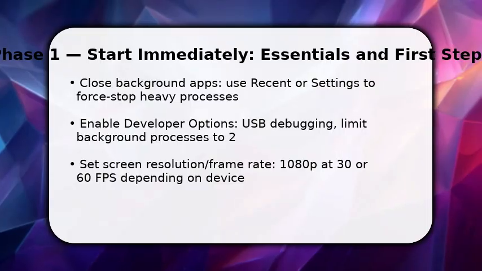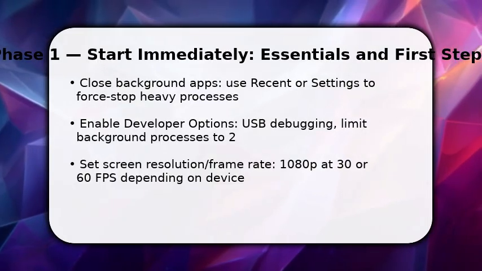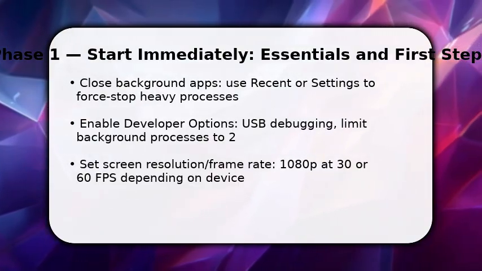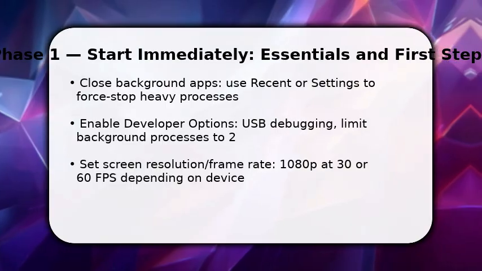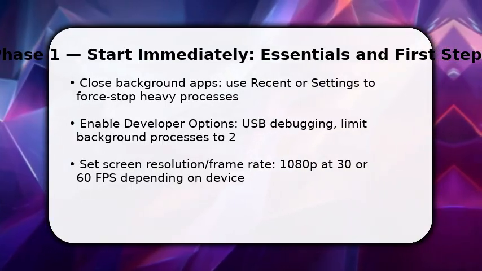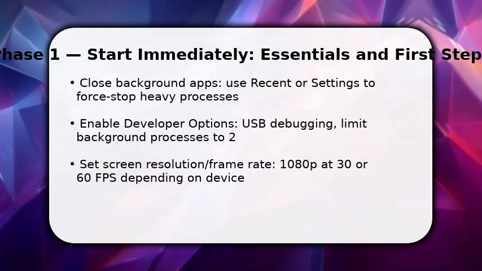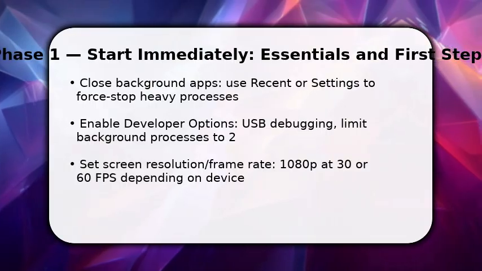You start by preparing the phone and recorder so recording won't overload the system. Close all background apps and services. This frees RAM and CPU. Enable developer options and set limit background processes to 2 because Android will stop idle apps and reduce contention.